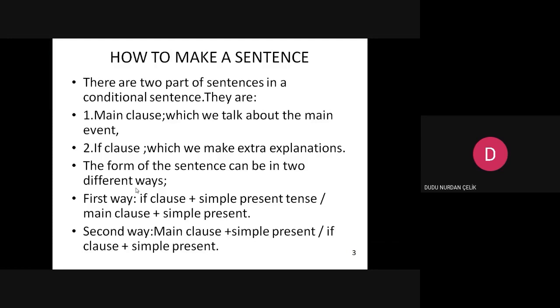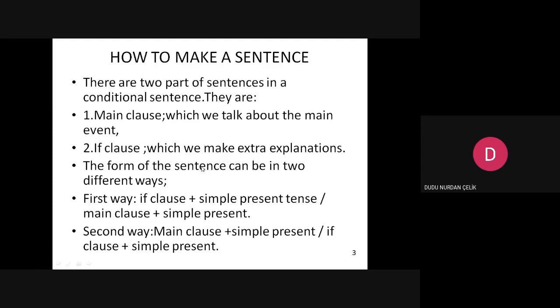What are we going to do when we make sentences in conditional form? In a conditional sentence, we have two parts. We call them the main clause and the if clause. In the main clause, we generally talk about the main event, the main idea. And in the if clause, we make some extra explanations or give reasons.